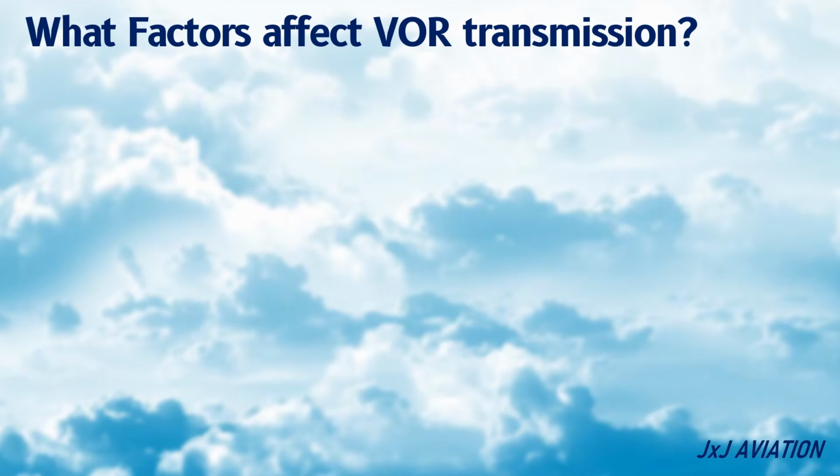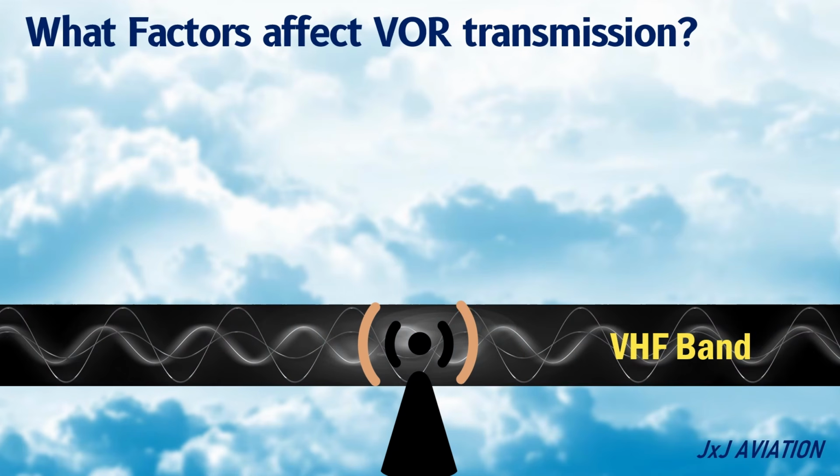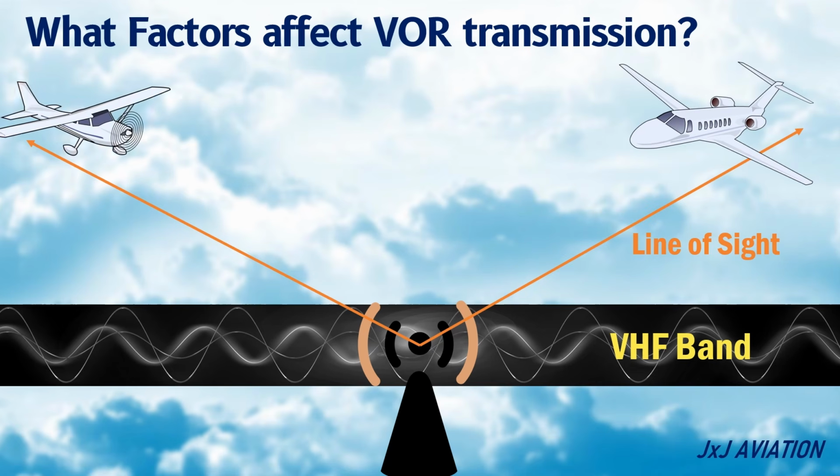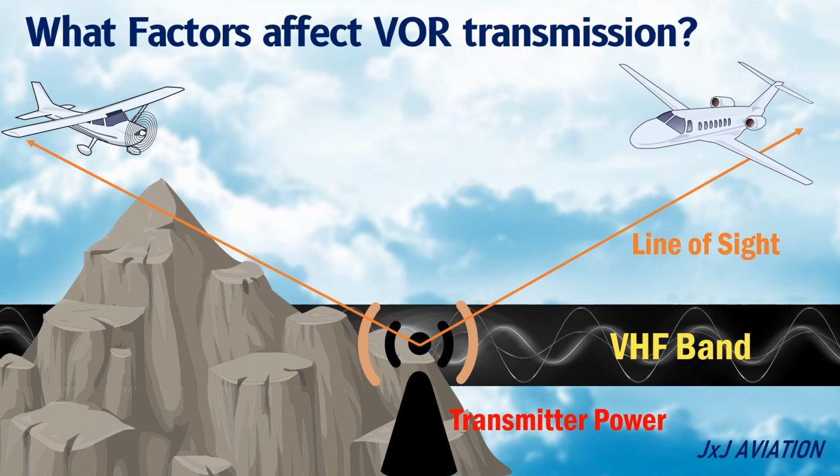What are the factors that affect a VOR transmission? Since the VOR transmits in the VHF band, it operates in the line of sight range. The transmitter power has a direct impact on the range of VOR signals. The terrain around the VOR will also have an impact on the transmission.